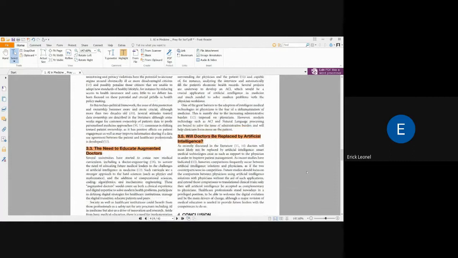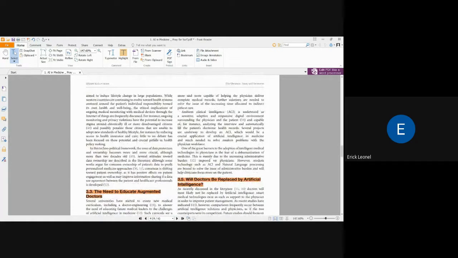Finally, we have a question: will doctors be replaced by AI? Doctors will most likely not be replaced by AI. Future studies should focus on the comparison between physicians using artificial intelligence solutions and physicians without the aid of such applications, and extend those comparisons to translational clinical trials. Only then will artificial intelligence be accepted as complementary to physicians. As a final conclusion, we can say that the implementation of AI in clinical practice is a promising area of development that evolves rapidly together with other modern fields of precision medicine and teleconsultation. That's all. Many thanks for listening.